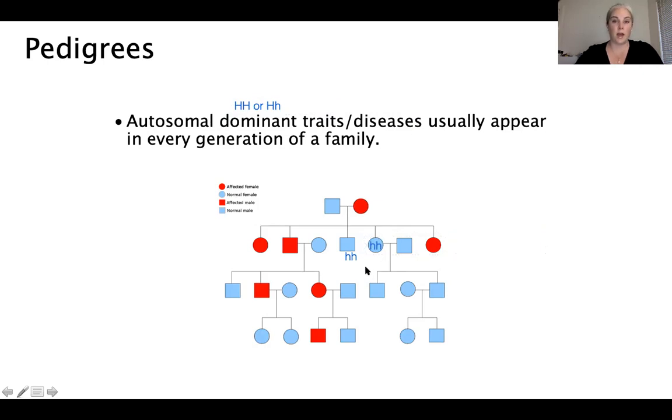In order to have that, because you get one allele from one parent and one allele from the other, both parents have to have the recessive allele present. So this unaffected male is homozygous recessive, and this affected female is heterozygous. That is how this mating is able to produce offspring that are affected and offspring that are unaffected.